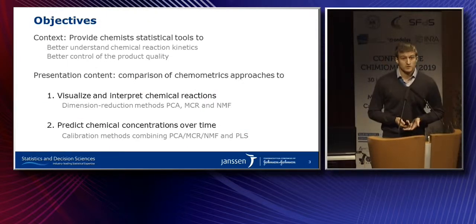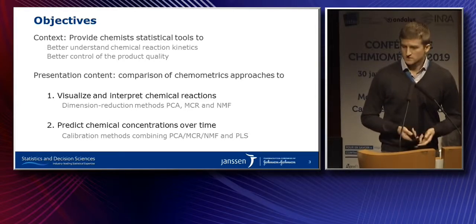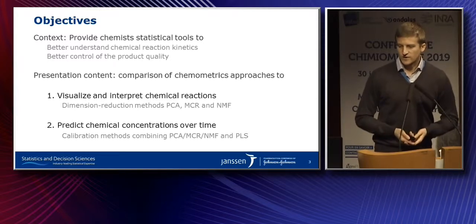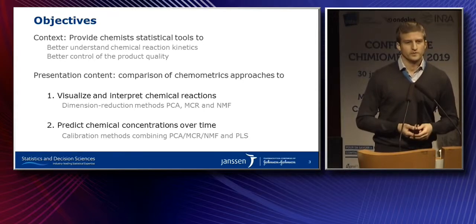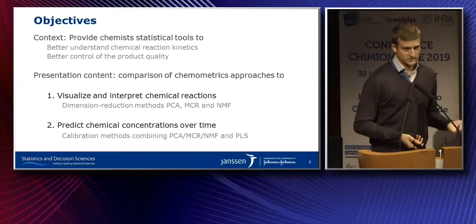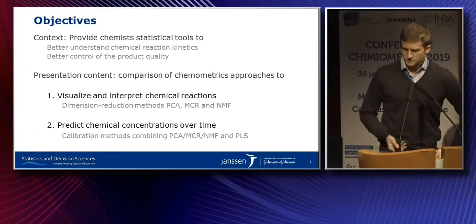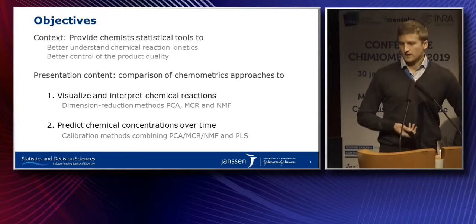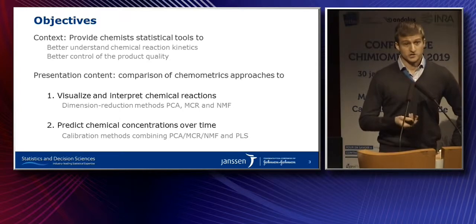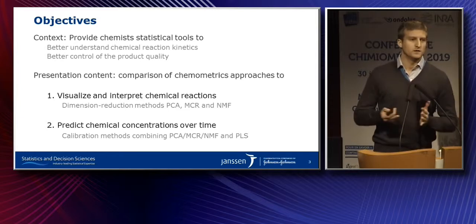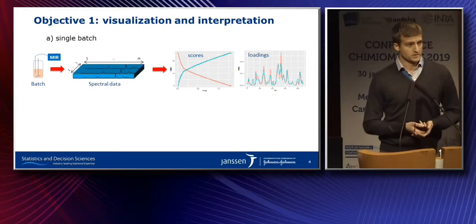So actually the context of this work was to help some scientists and chemists at Janssen by providing them some statistical tools to better understand chemical reaction kinetics and also to have better control of the product's quality. In this presentation, I will make a comparison of different chemometrics methods which have been explained yesterday and also today to answer 2 objectives. First, to visualize and interpret chemical reactions using dimension reduction methods such as PCA, MCR, or NMF. And the second objective, to predict chemical concentrations over time using calibration methods combining PCA, MCR, and NMF scores and PLS.